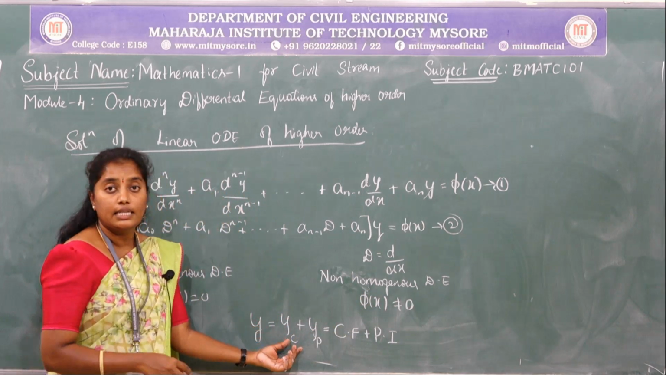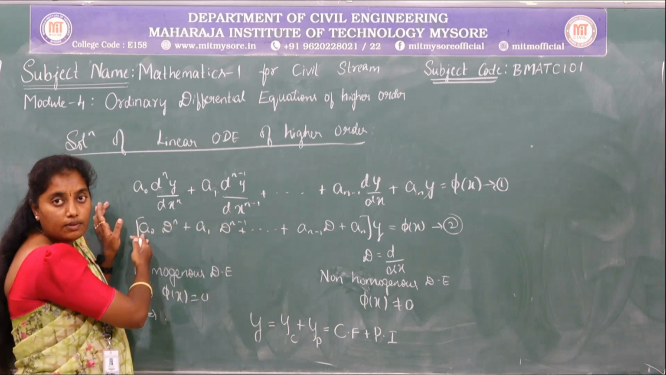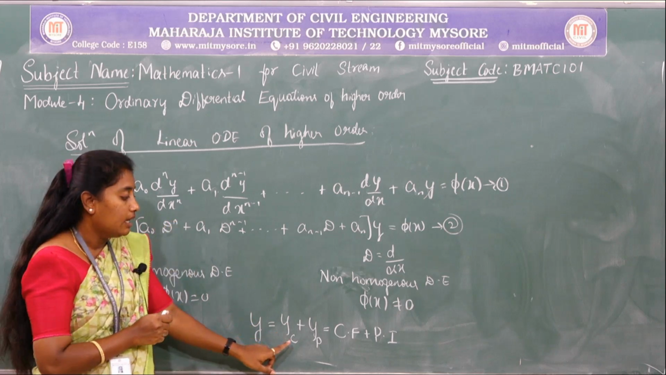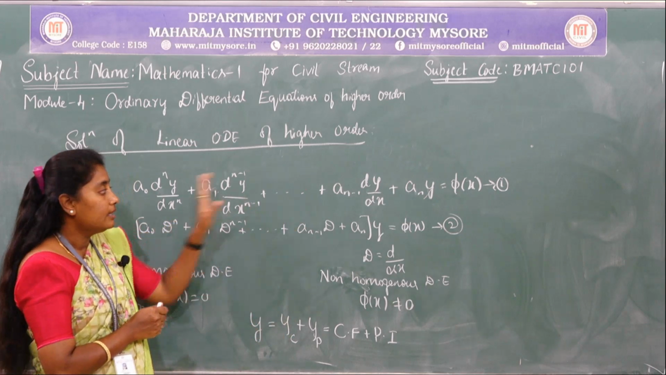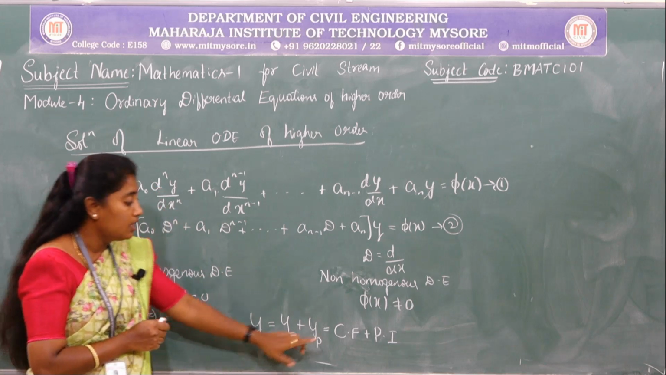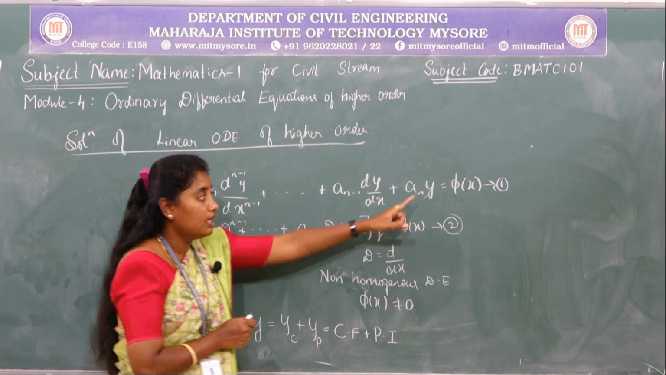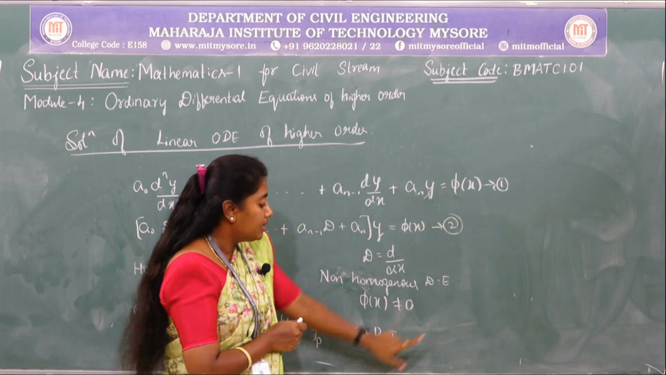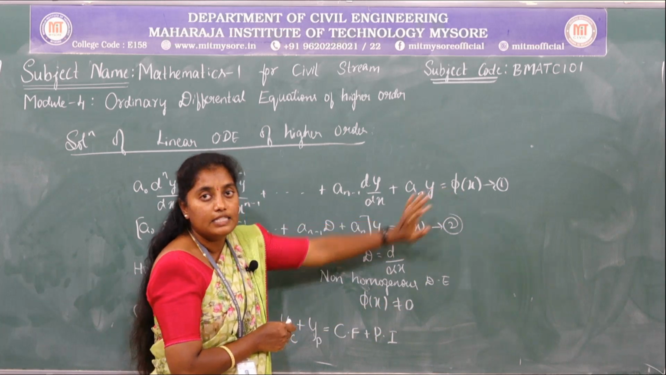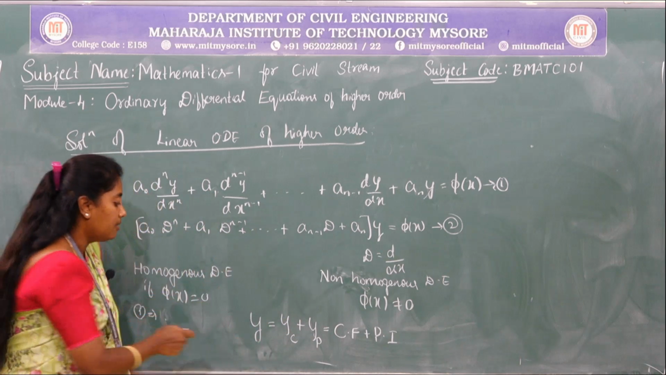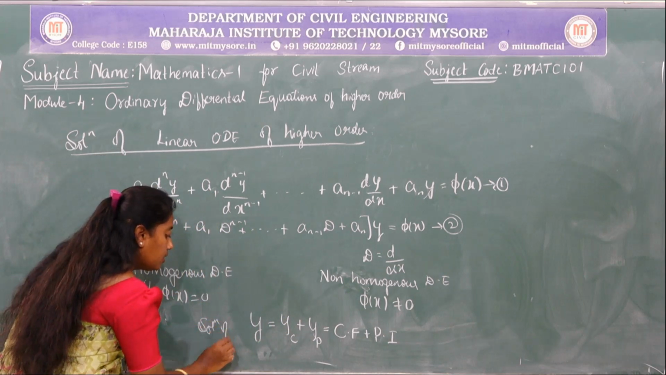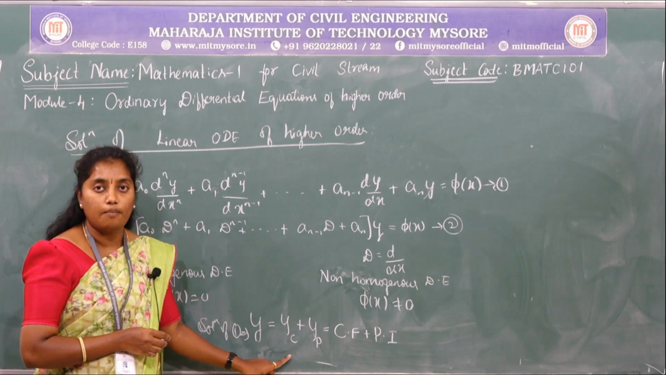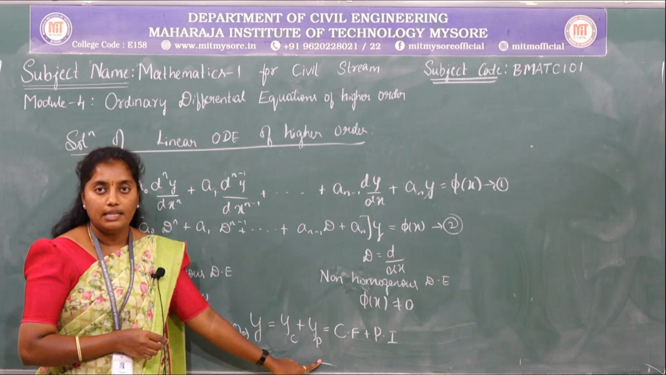Here yc is the solution of LHS part of the equation and yp is the solution of RHS part of the equation. So, yc is the complementary function that is obtained from the derivative part of the given equation, and particular integral is the solution of the RHS function. Whatever the function given, that depends on the nature of the function. Particular integral is the solution of the RHS part of the equation. Solution of equation number 1 is y is equal to yc plus yp, where yc is called complementary function, yp is called particular integral.